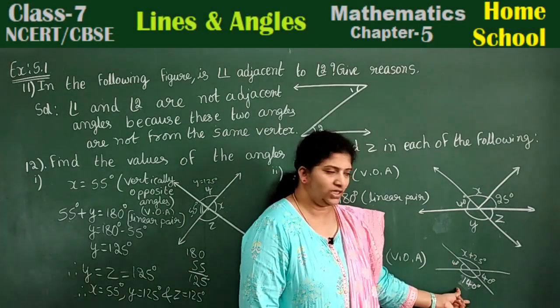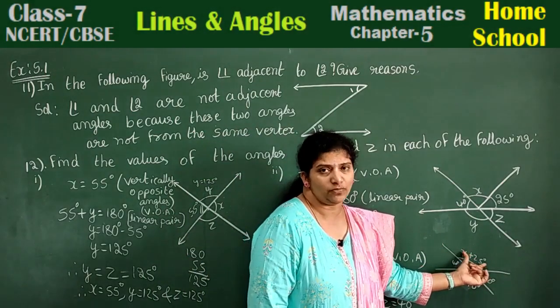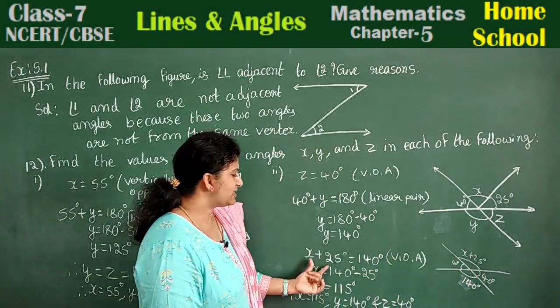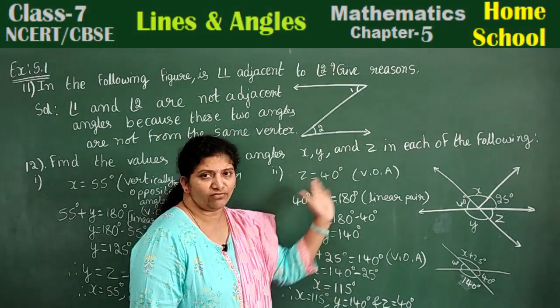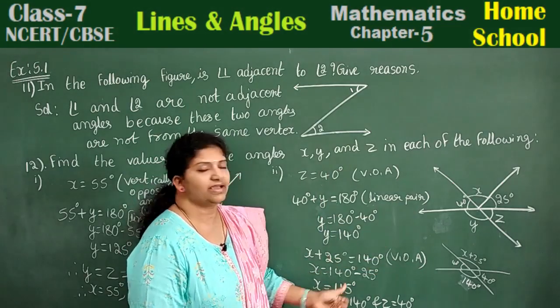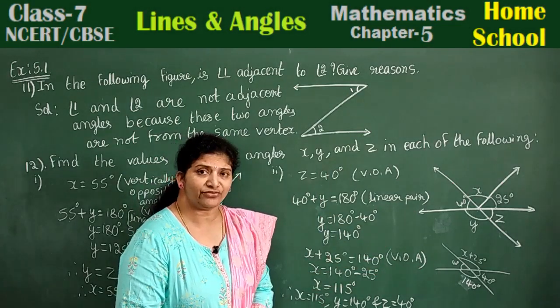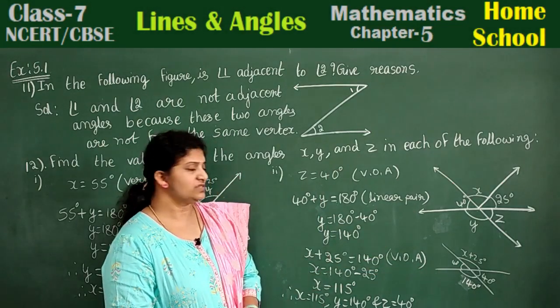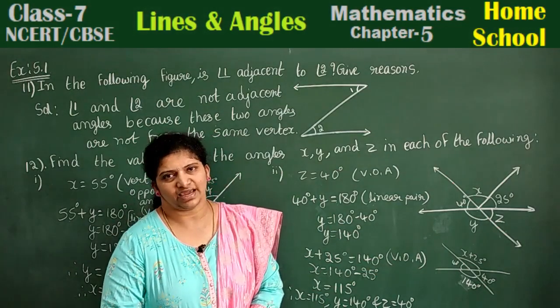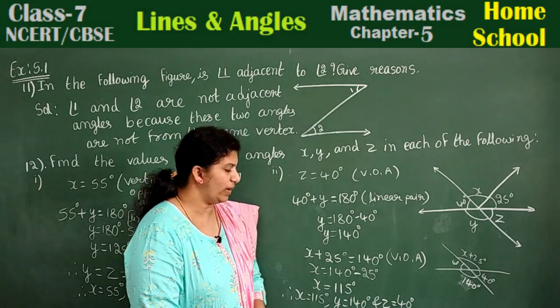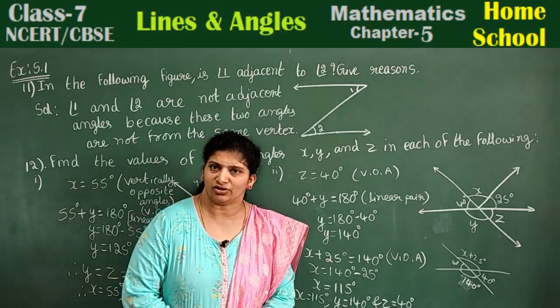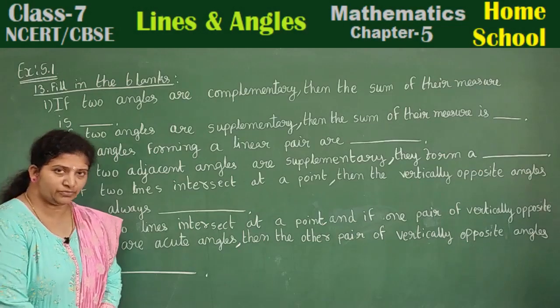After getting y, you equate to the vertically opposite angle, that is x plus 25 degree is equal to 140. x is equal to 140 minus 25. x is equal to 115 degree. Like this, we found x, y, z values. x is equal to 115 degree, y is equal to 140 degree and z is equal to 40 degree. Let's see the 13th problem.